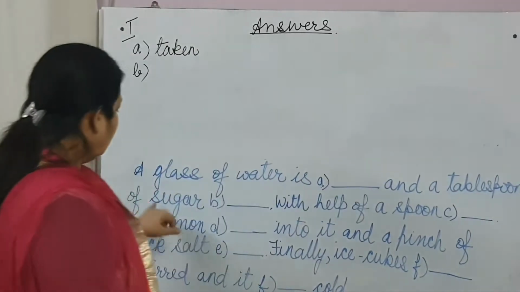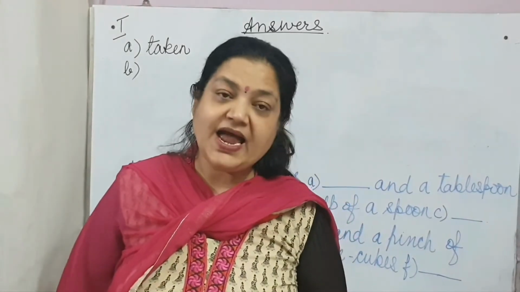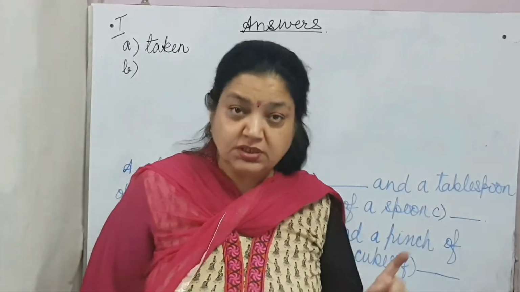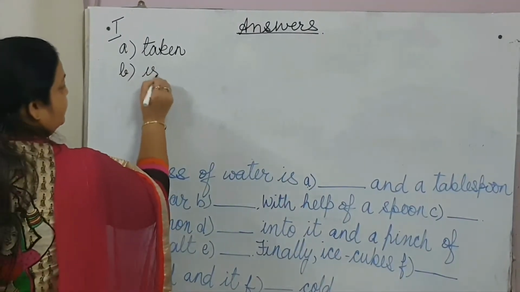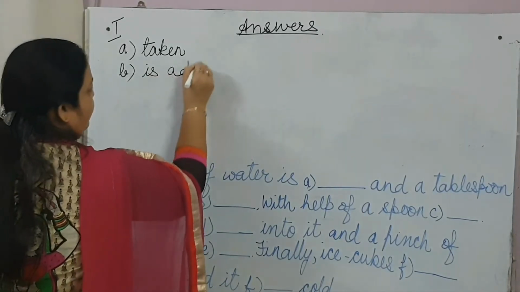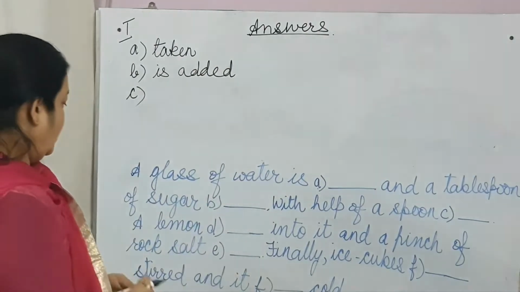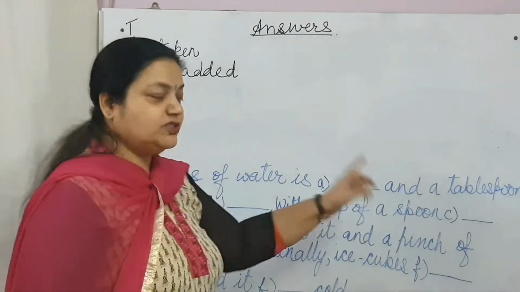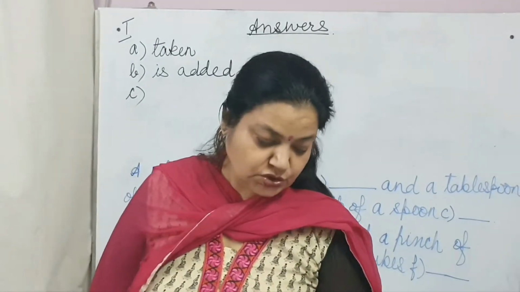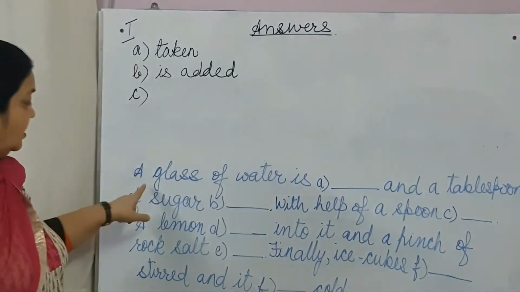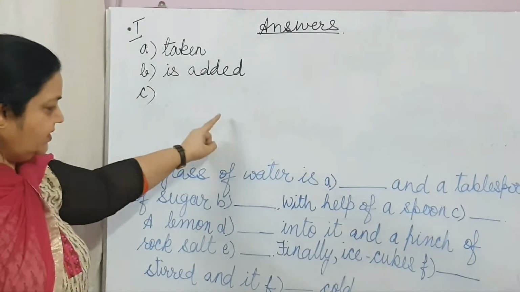And a tablespoon of sugar. Now what was the instruction? The instruction was add 1 tablespoon of sugar. So a tablespoon of sugar is added. Dash with help of a spoon. The third instruction was stir with a spoon. So a glass of water is taken and a tablespoon of sugar is added.